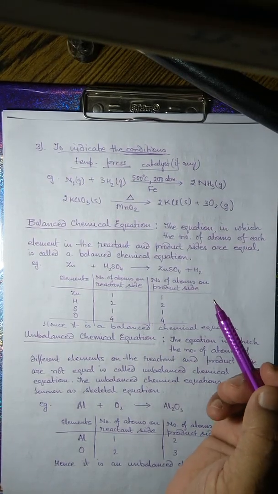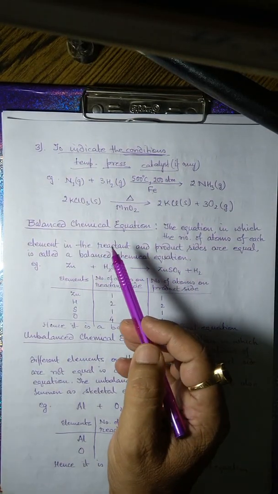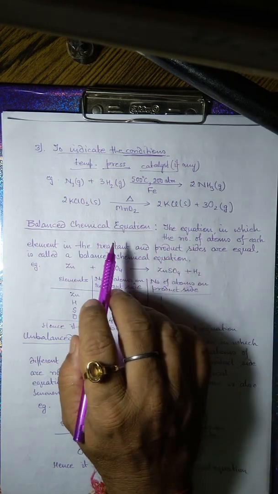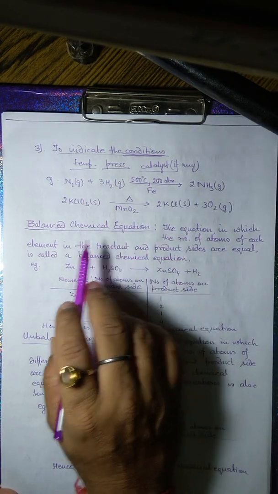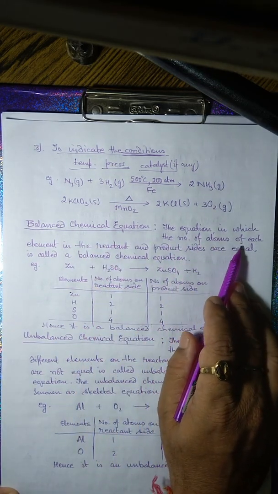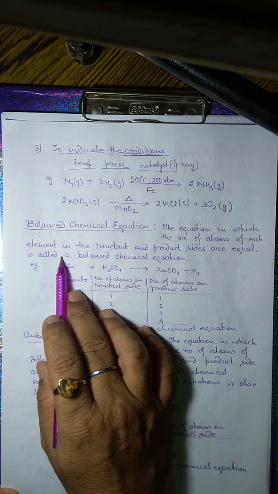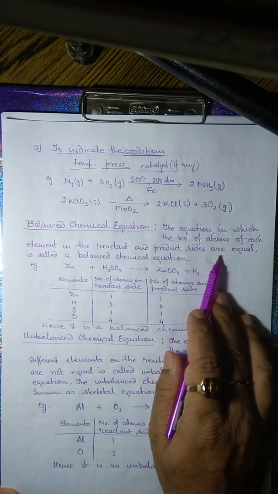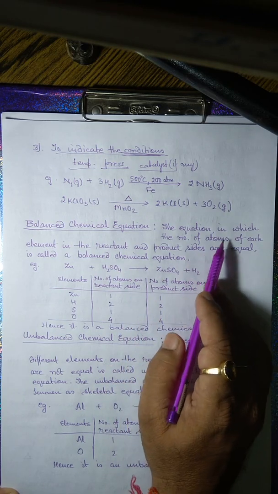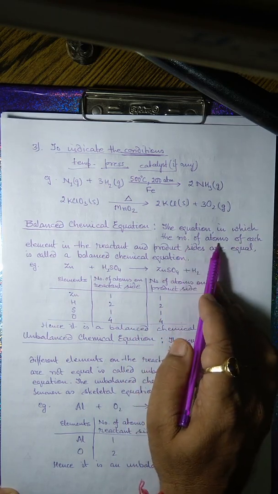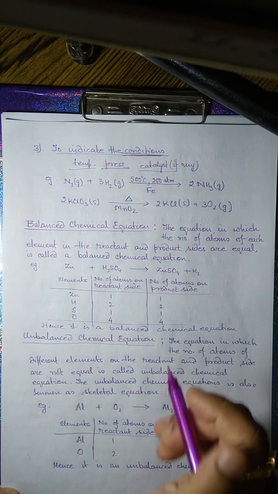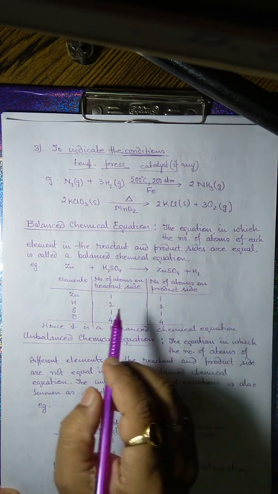Today we will start the new topic, that is balancing chemical equation. First of all we have to know what is a balanced chemical equation. A balanced chemical equation is the equation in which the number of atoms of each element in the reactant and product sides are equal. I said the number of atoms of each element in the reactant and product sides are equal.